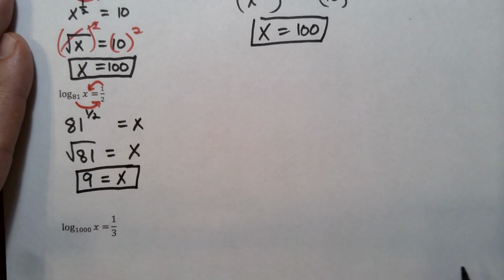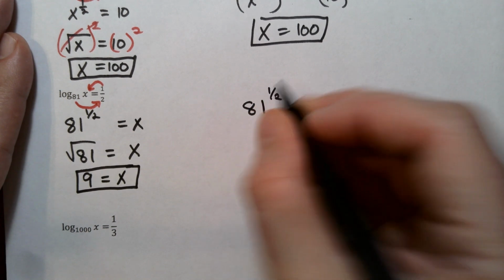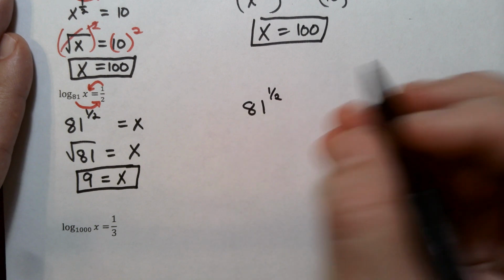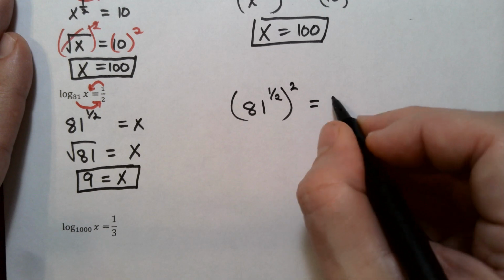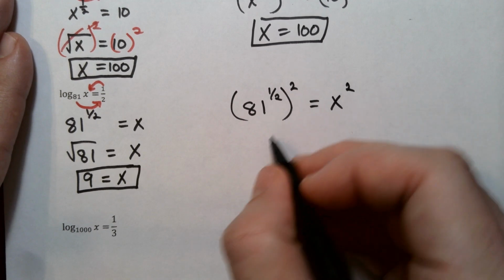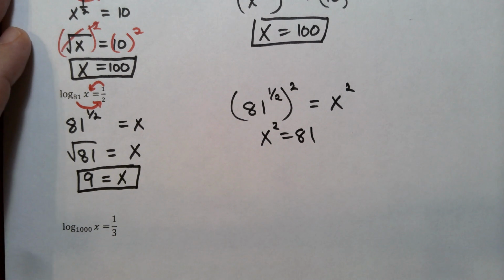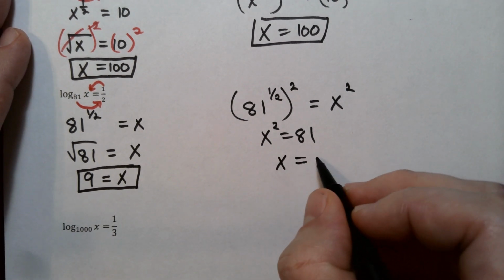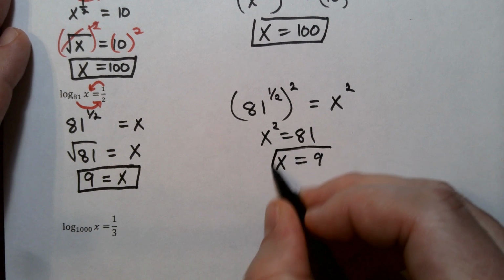Likewise, you could have squared both sides to get rid of the 1/2, but that's actually going to be more trouble than it's worth, because you have to square the x too, and that gives you x squared. x squared equals 81, and you might see that, oh, what number squared gives you 81? It's going to be 9 or -9, but we only use the positive version because it's a logarithm. So either way, you get x equals 9.